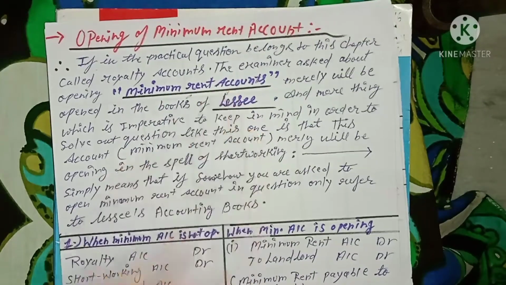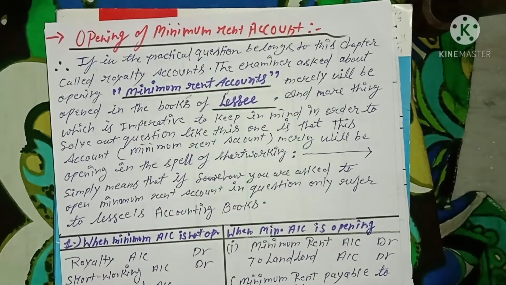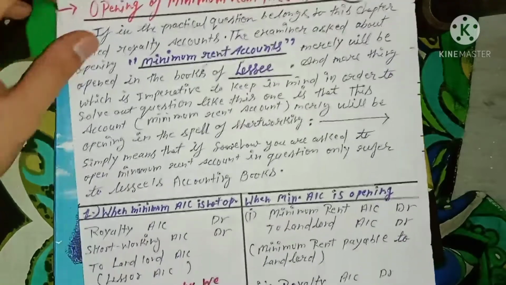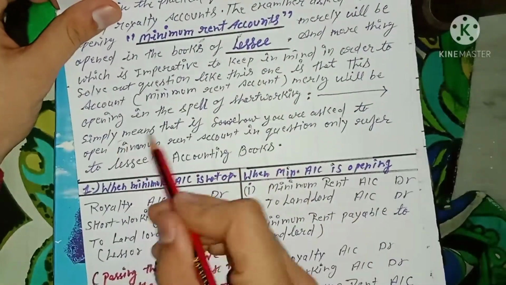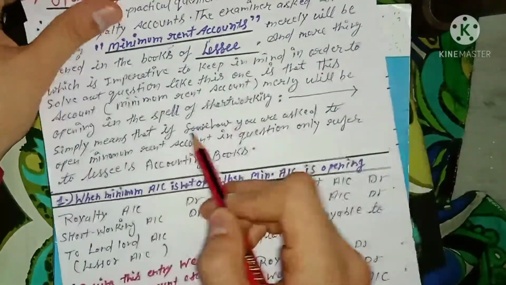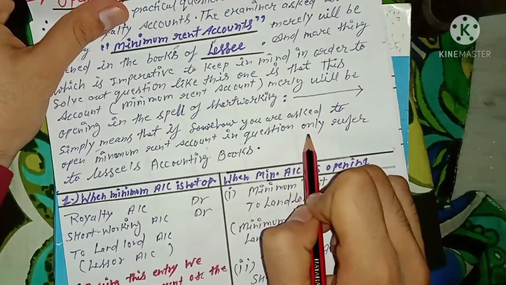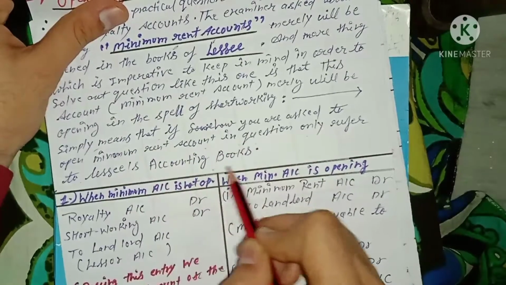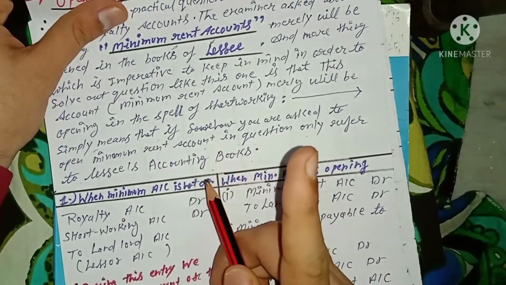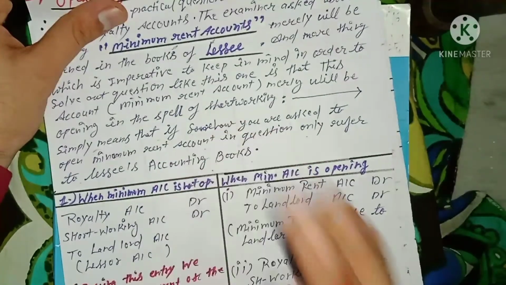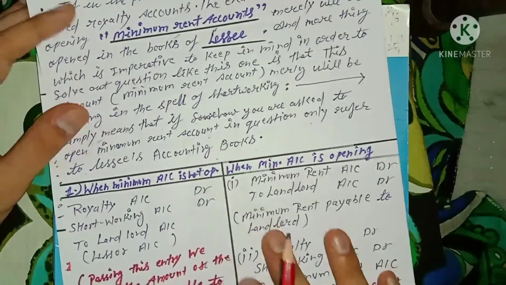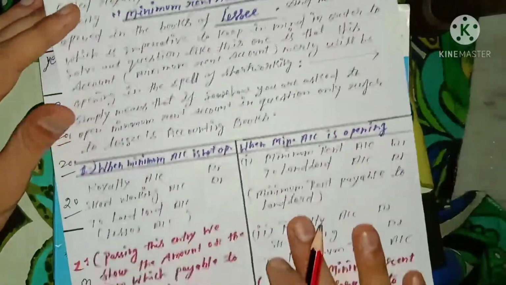Minimum rent amount, we will simply see when we get our hands on the particular question. It simply means that if you are asked to open minimum rent account in the question, merely refer to the lessee's accounting books, only the lessee's accounting books, not the books of lessor or anyone else. You just have to do whatever you have to do in the books of lessee.